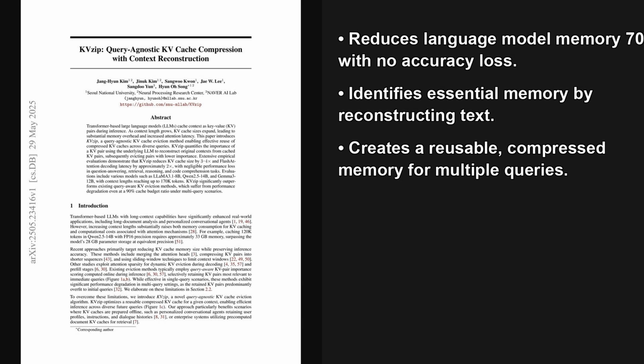To wrap things up, KVzip offers a really elegant solution to the key value cache problem. By using a simple reconstruction task and cleverly breaking it into chunks, it can figure out what information is truly essential before it even sees the final query. This is a huge step forward for running large language models on extremely long documents, making them much more efficient.